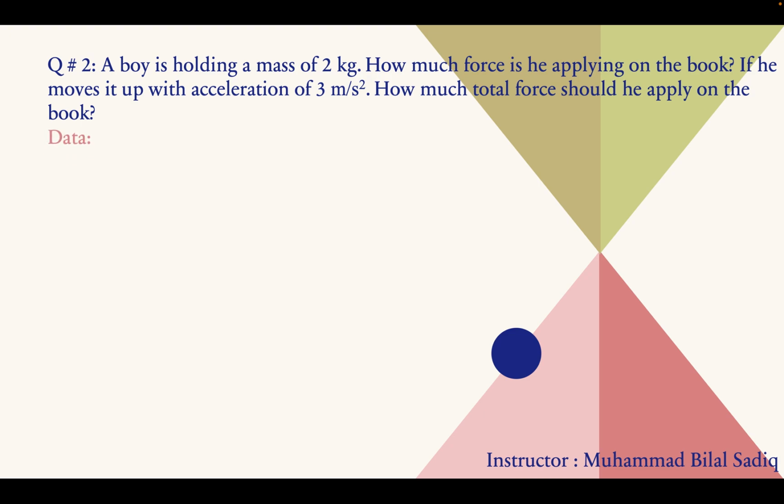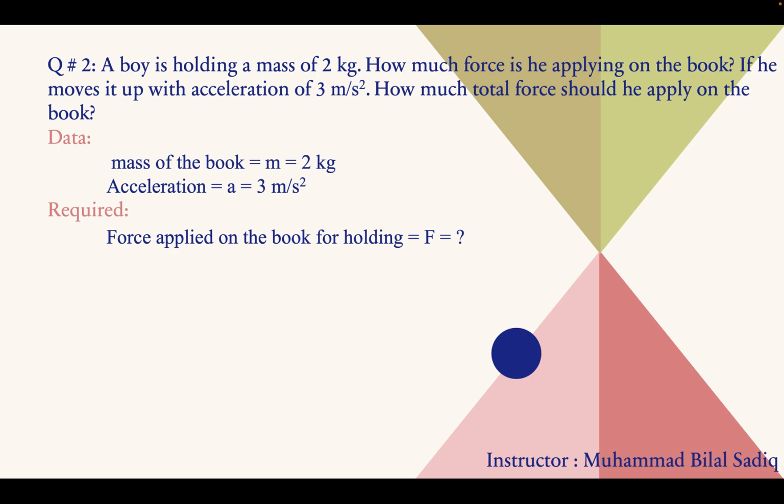So if I collect the data from the above statement, what would be the data? Mass of the book is given to us, it is 2 kg. Acceleration that I need to apply is 3 meters per second square. So what is required? In the required section, I have to calculate first the force applied on the book for holding, and I will call it the force F. Next, I need to calculate the force applied on the book for moving it up with the acceleration of 3 meter per second square. And next, I need to calculate the total force that the boy is applying to move the book in the upper direction.